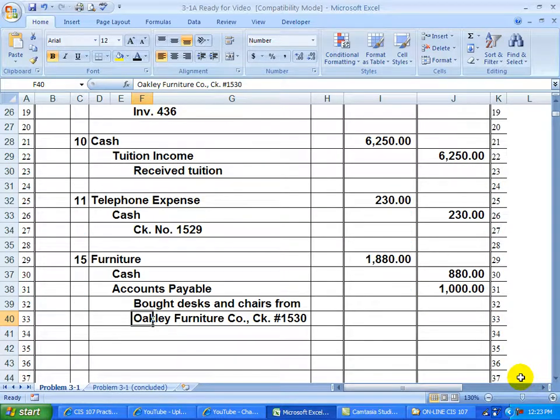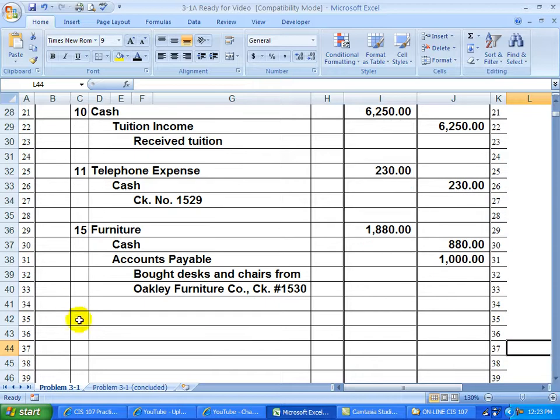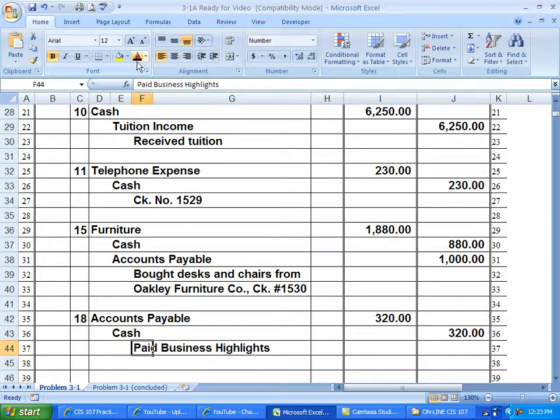Going on to number 18, where we paid on account. So as you're reading over this, on the 18th then is our date. We're skipping a line. And we're paying on account. So accounts payable is decreasing. So we're going to debit that to make it decrease for $320. And we're giving a check. So cash is going down by $320. That's our credit. And we're going to write who we paid it to and our check number.